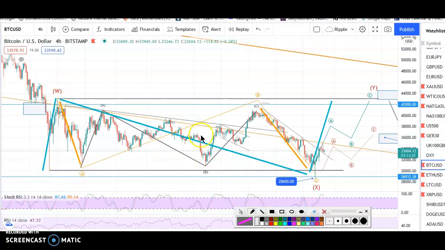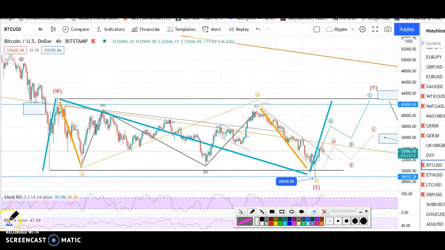So it could be your A, B, C up to here. Don't worry what I'm labeling it, just as long as you understand that inside a three wave, there's a bigger three wave, and that makes the B wave. And now inside that, we've got the W, which is now the blue X, and now we're working our way up to the Y. So that is what I have seen in this pattern.